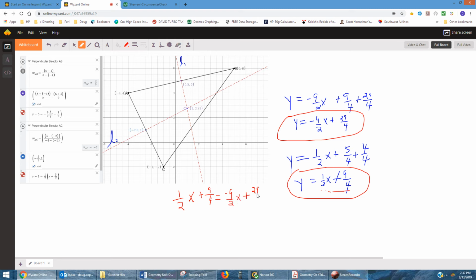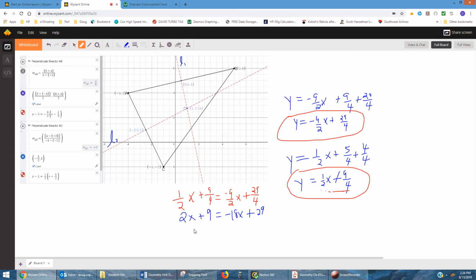My idea to solve for x is to eliminate the fractions, so I'm going to multiply every term by 4, because that's the least common denominator of all the denominators. 4 times this first fraction gives me 2x. 4 times 9/4 gives me 9. 4 times -9/2, 2 goes into the 4 that I'm picturing up here twice. 2 times -9 is -18. And 4 times 29/4 is 29.